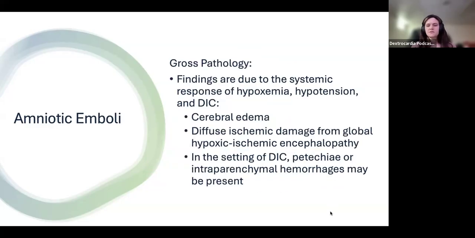On gross pathology, findings are due to the systemic response of hypoxemia, hypotension, and DIC. So the patient will have cerebral edema. There'll be diffuse ischemic damage from global hypoxic ischemic encephalopathy. And then in the setting of DIC, you'll see petechiae or interparenchymal hemorrhages also present, possibly.